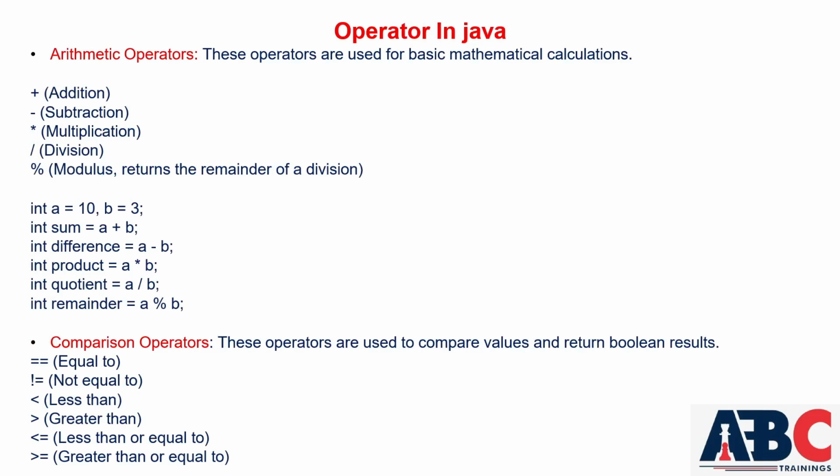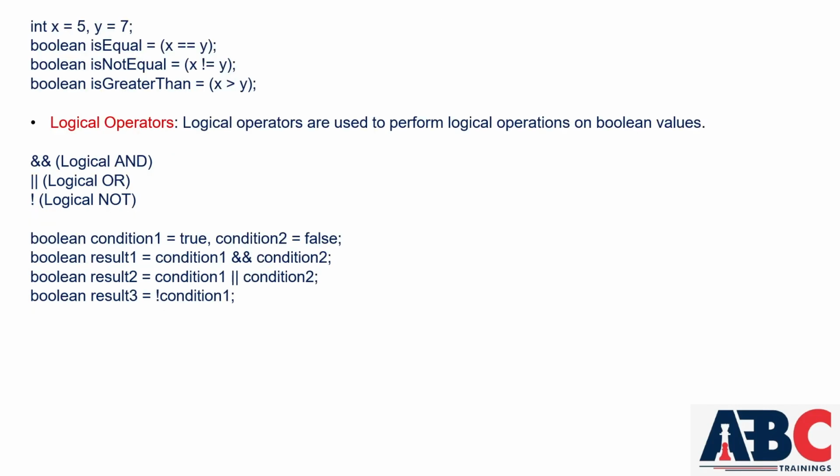Then the operators in Java. First is the arithmetic operator. Arithmetic operators are addition, subtraction, multiplication, division, and modulus, which means the remainder of the division. Next is the comparison operator. Comparison operators are equal to, not equal to, less than, greater than, less than or equal to, greater than or equal to. Then the logical operators like and, or, not.